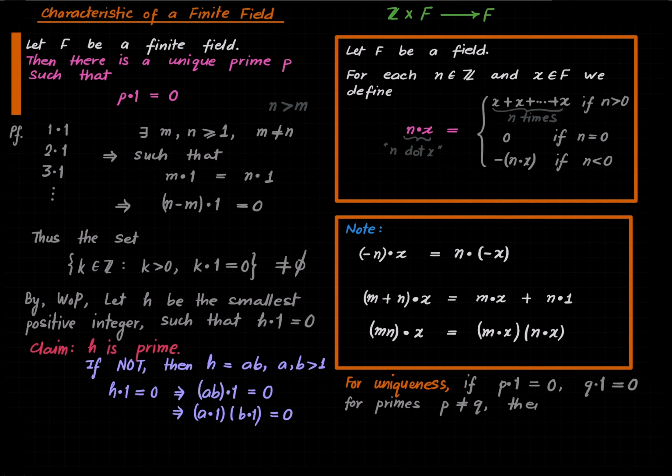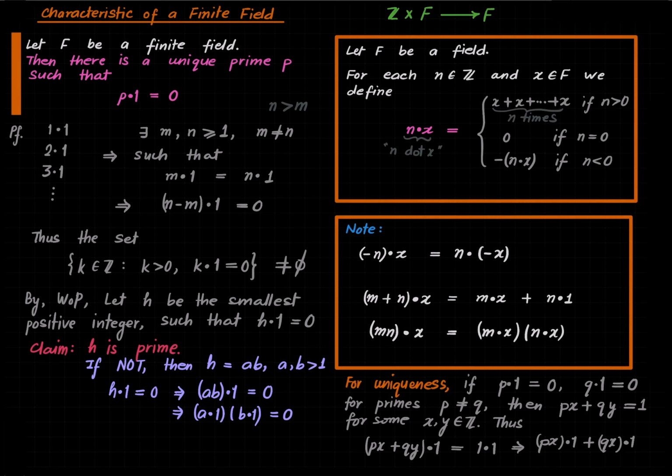then by Bezout's theorem, since p and q are distinct primes, they are relatively prime with each other, we can find integers x and y such that px plus qy equals 1 for some integers x and y, and thus, px plus qy dot 1 is equal to 1 dot 1, which implies px dot 1 plus qy dot 1 is 1.